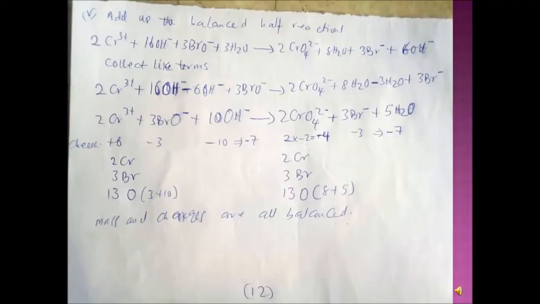Then the next step, we add up the balanced half reactions. So we have one overall reaction. Okay. Then by the time we add everything together, you notice something in step 5. What is that? Now in step 5, after adding everything, we discover that we have 16 hydroxyl ion, and we also have 6 hydroxyl ion on the other side. So you have to collect like terms. Okay, you have to collect like terms.